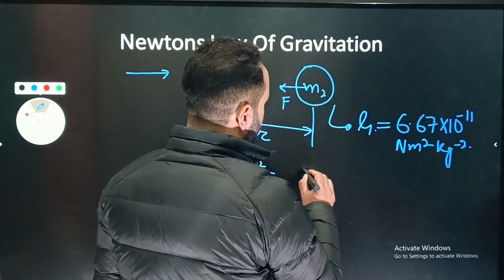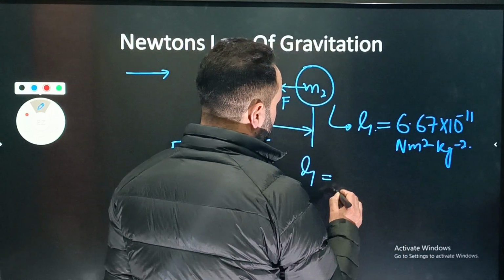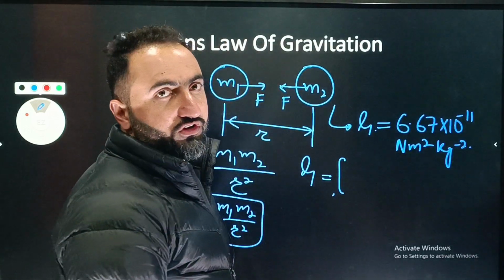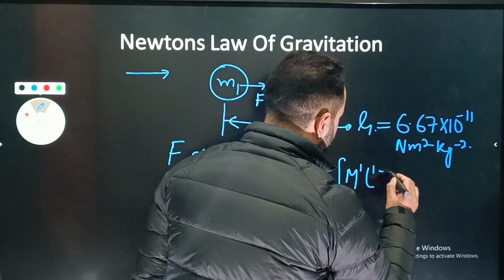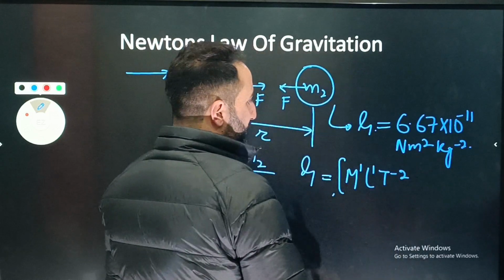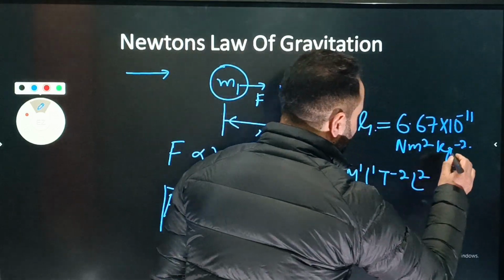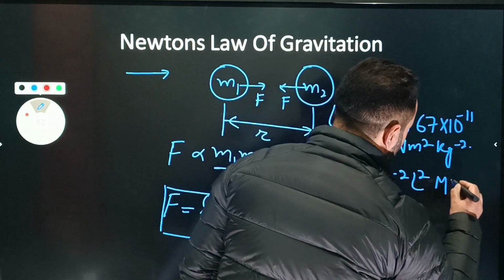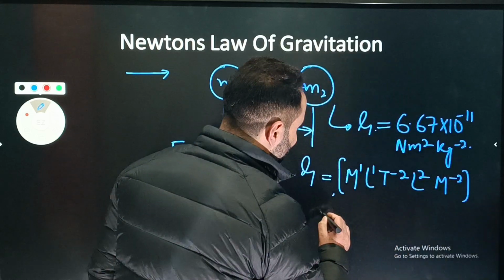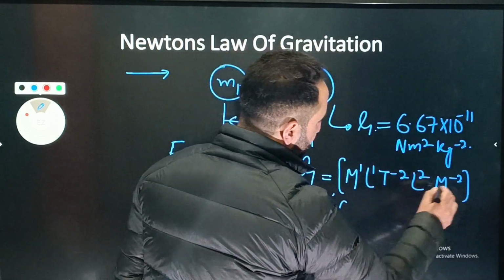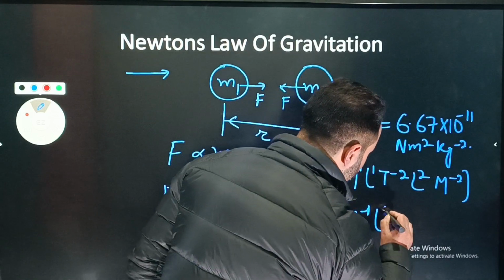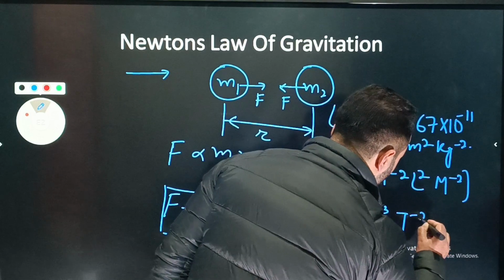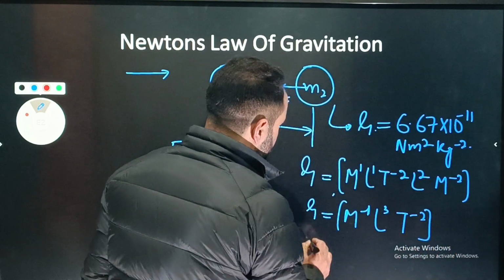Then what about the dimensional formula? Let's calculate the dimensional formula of G. You know this is Newton, which is force, so its dimensional formula is M1 L1 T minus 2. Then here it's meter square, so it will be L2. Then here it's mass, so it's M minus 2. So M1 M minus 2 gives M minus 1. Then here it will be L3. Then here it will be T minus 2. So this is the dimensional formula of G.